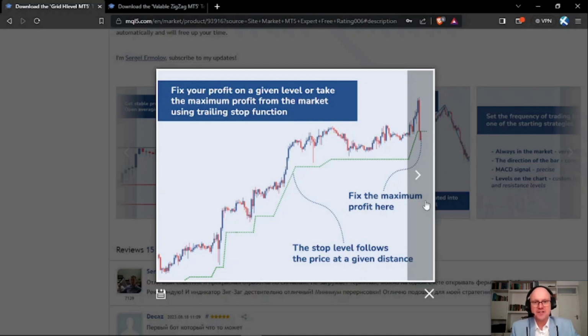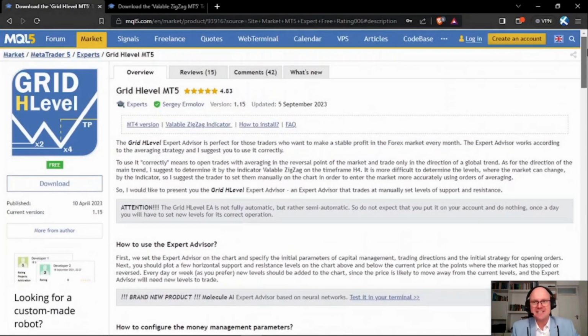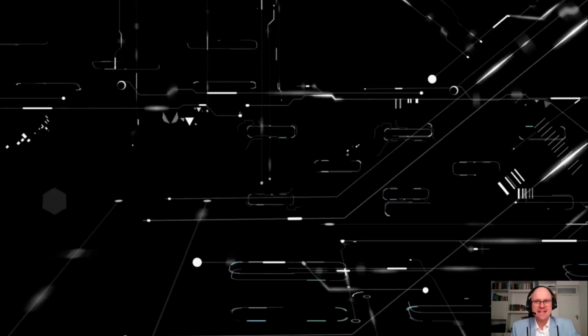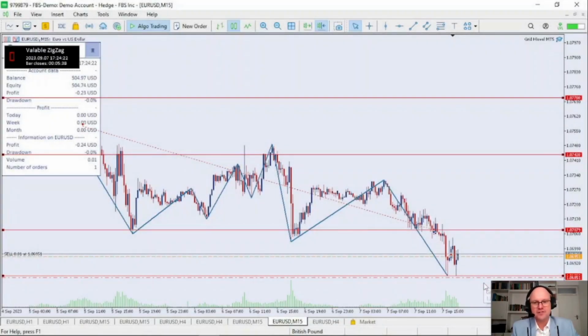So what we are going to do next is head over to my MetaTrader 5 and I'm going to show you some of the experiments that I've been doing using the grid H level. So for those of you that are interested in testing along, feel free to download the Expert Advisor for your own computer. So here we have the grid H level in action.